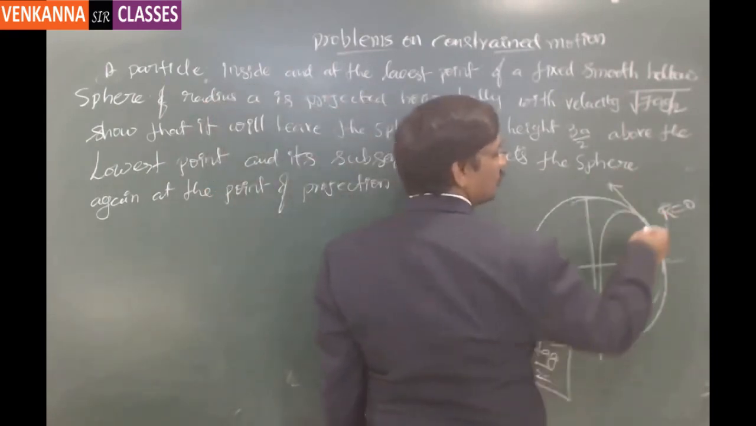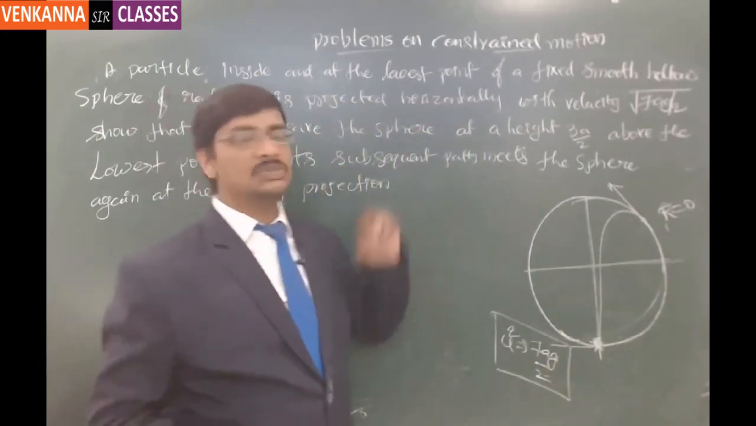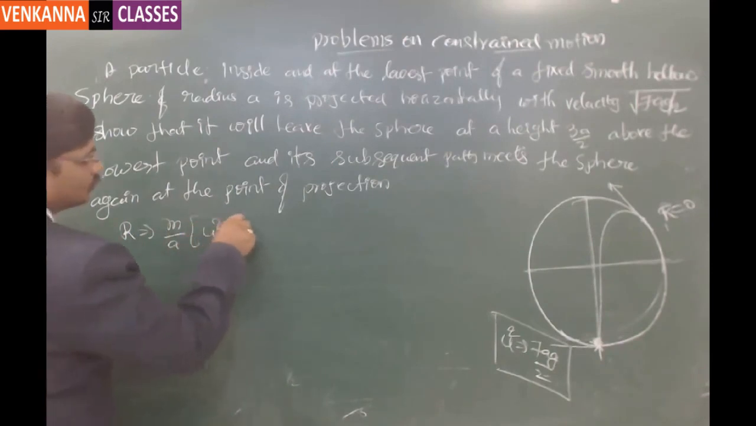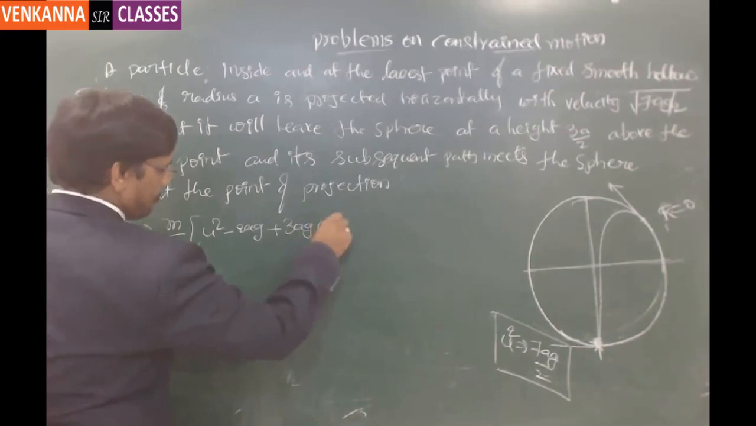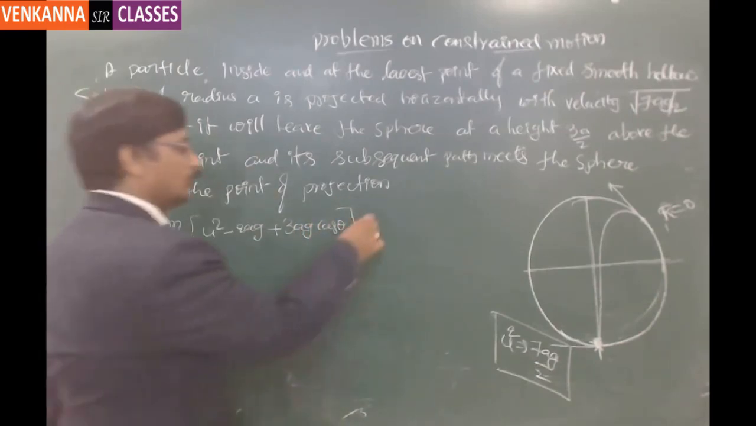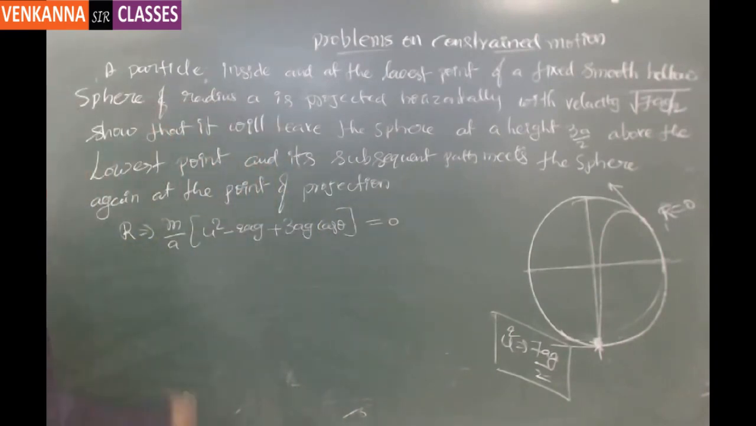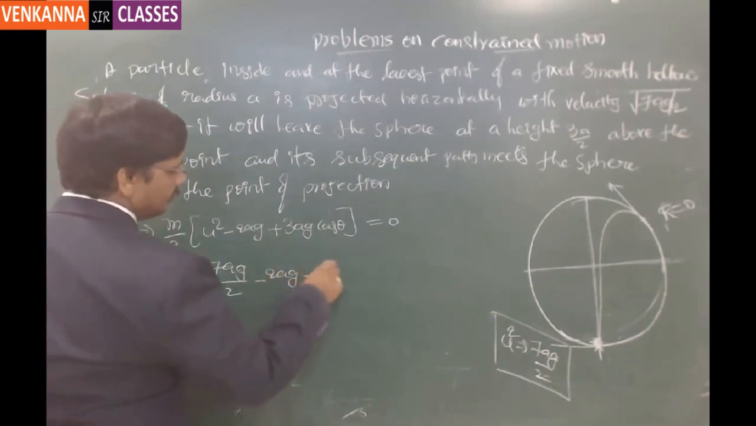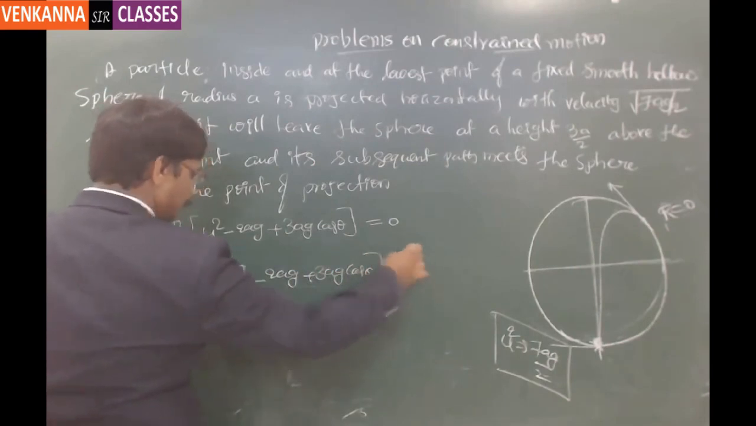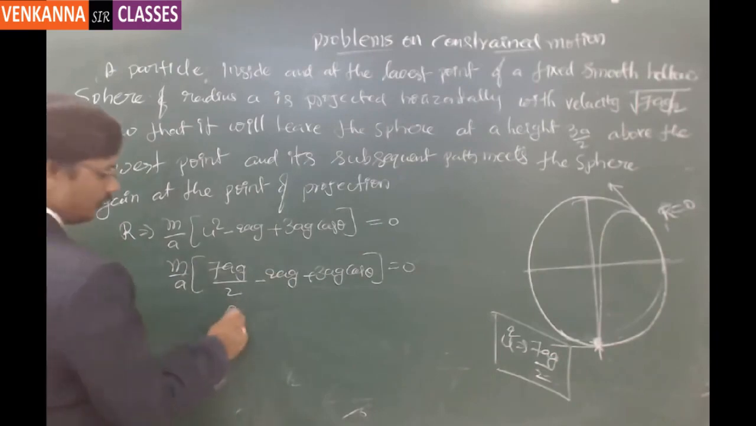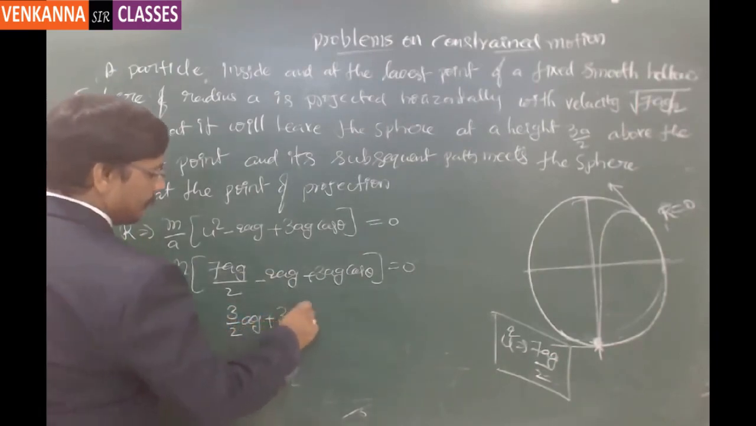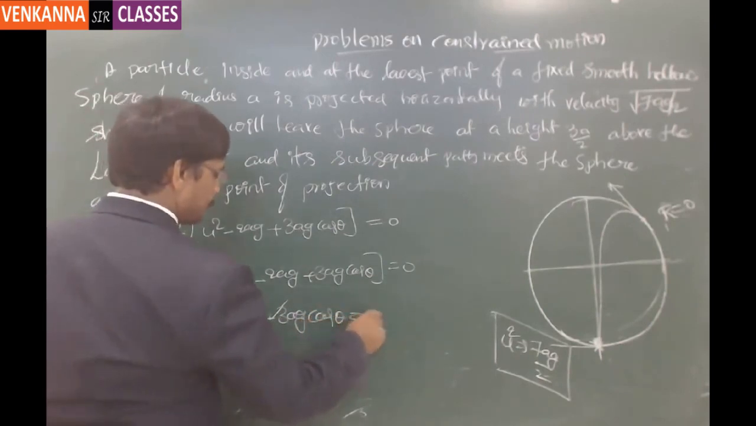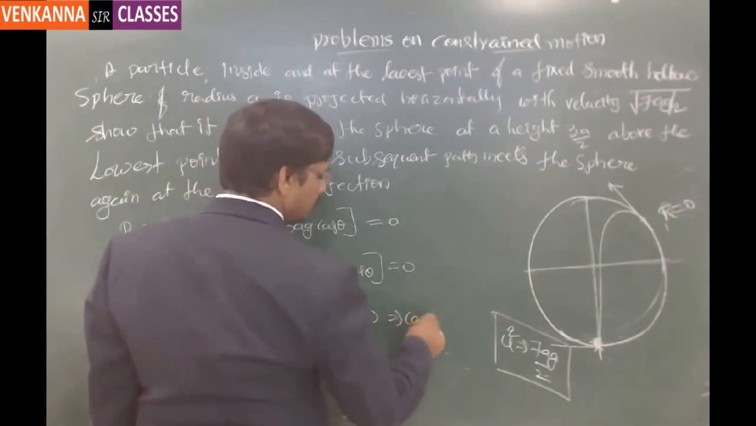Now when it is leaving, the particle may have a certain velocity. Let us find out where it is going to leave. The fundamental relation is R equals m by a times (u squared minus 2ag plus 3ag cos theta). Now when the reaction becomes 0, this is going to be 0, and u squared was given as 7ag by 2. So m by a times (7ag by 2 minus 2ag plus 3ag cos theta) is equal to 0. From this relation, 7 by 2 minus 2 is going to be 1.5, so 3 by 2 times ag plus 3ag cos theta equals 0. Now this 3 will cancel out, and the ag also will cancel out, and from here cos theta is going to be minus 1 by 2.